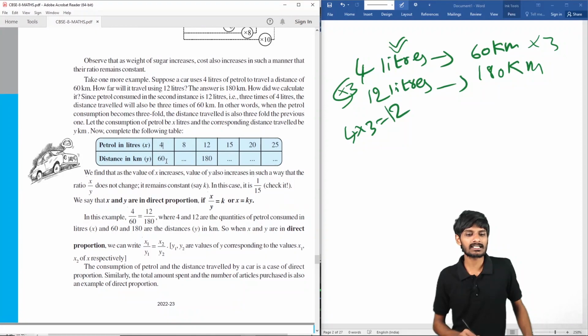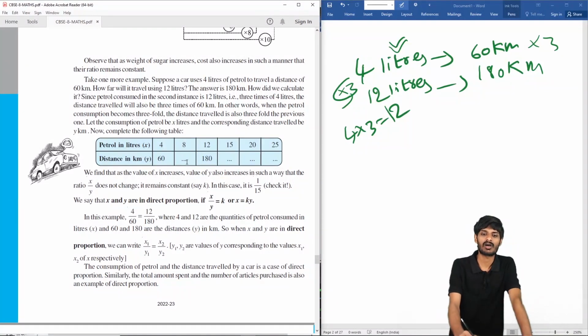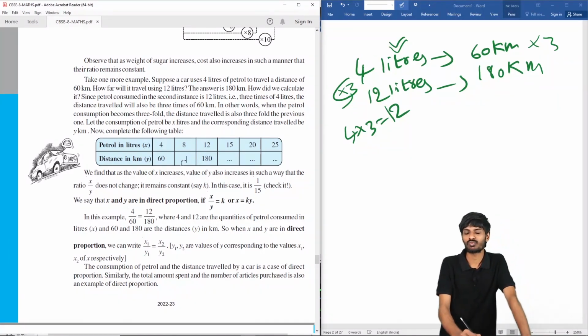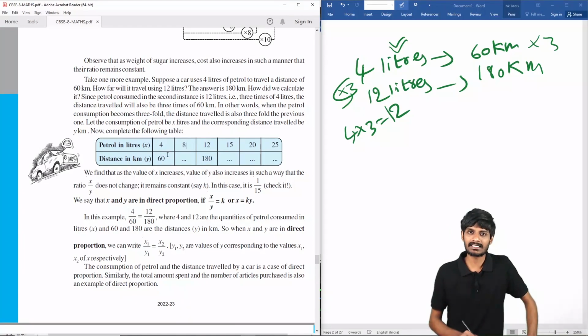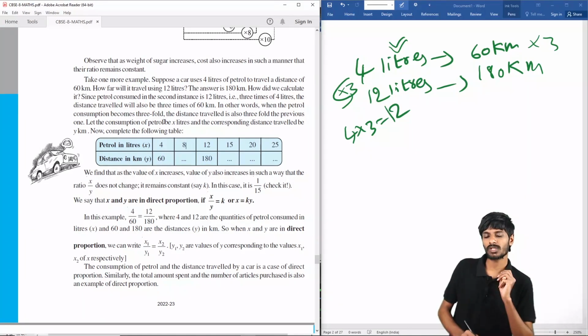So for 4 liters it has traveled 60. And if it is for 8 liters, how much distance will it travel? It will travel 120 kilometers. Why? Here from 4 to 8, it is multiplied by 2, it is 2 times. So 60 has to be multiplied by 2. And 4 to 12, it is 3 times, so 60 has to be multiplied 3 times. Like that, you have to do, students.